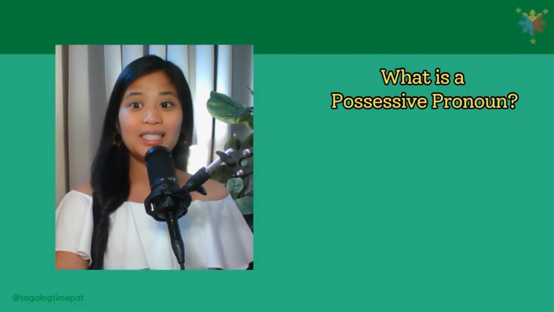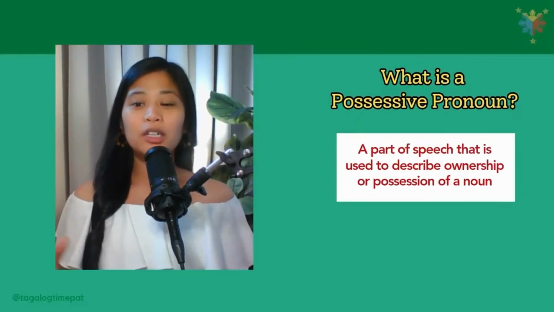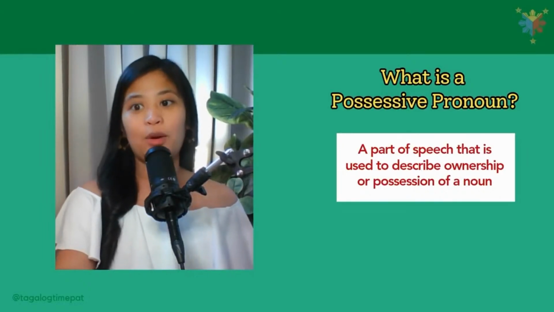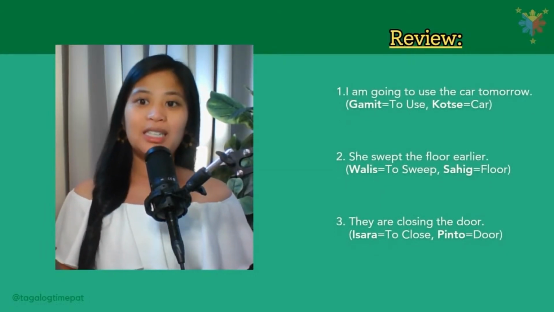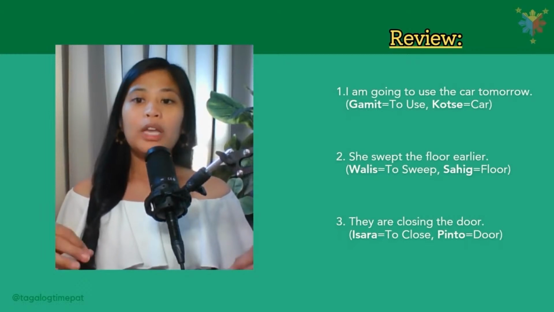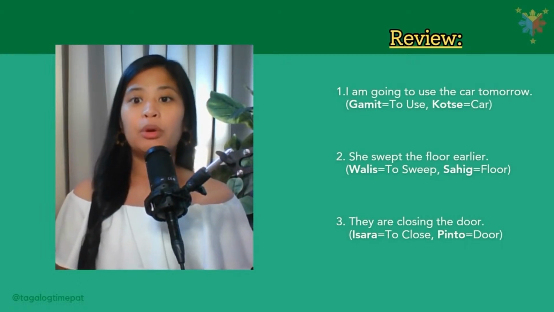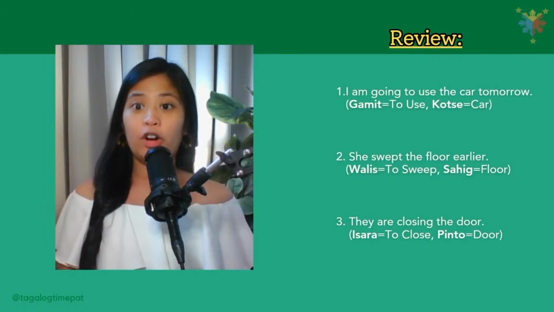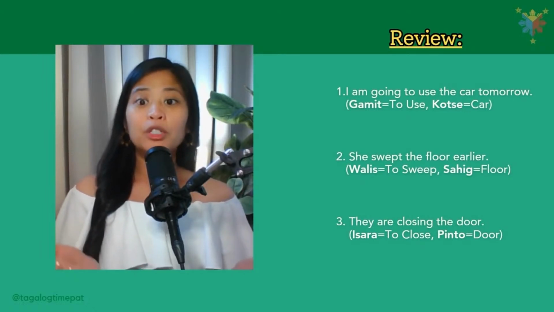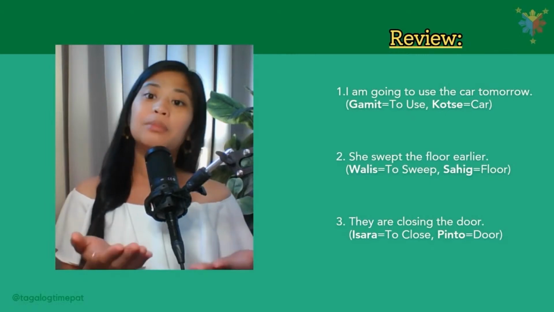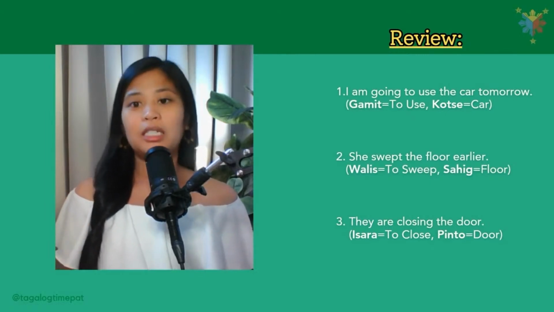All right, so what is a possessive pronoun? Well, it's a part of speech that is used to describe ownership or possession of a noun. If you've been following this series in chronological order, we have already been learning possessive pronouns, but we've been using them with a verb. So specifically with an object-focused verb, we've been using a possessive pronoun because the idea is that the person in that sentence is in possession of the object that is in focus.